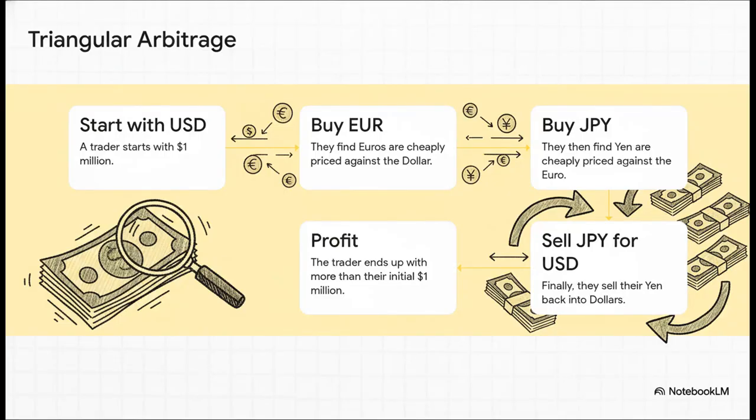And this doesn't just happen between two currencies. Check out this little loop, what's known as triangular arbitrage. A trader, or more likely a super-fast algorithm, spots a tiny pricing mismatch between the dollar, the euro, and the yen. They can start with $1 million, use it to buy unusually cheap euros, use those euros to buy even cheaper yen, and then sell those yen to get back more dollars than they started with. It's literally a risk-free money-making machine.